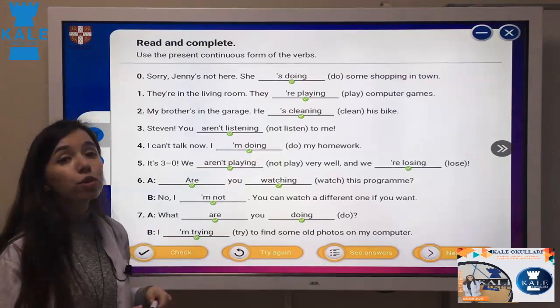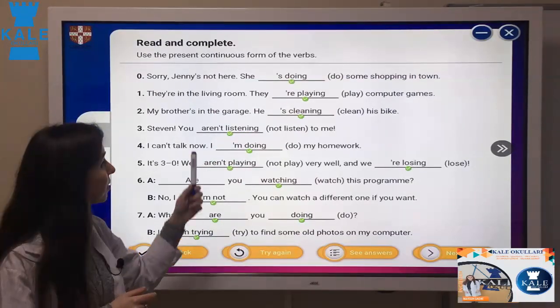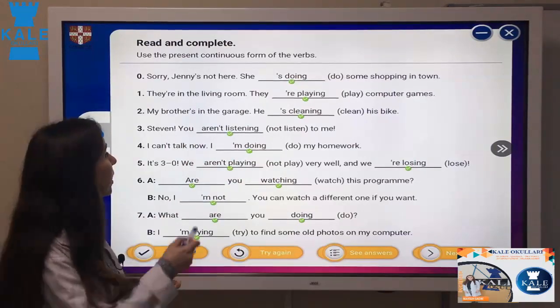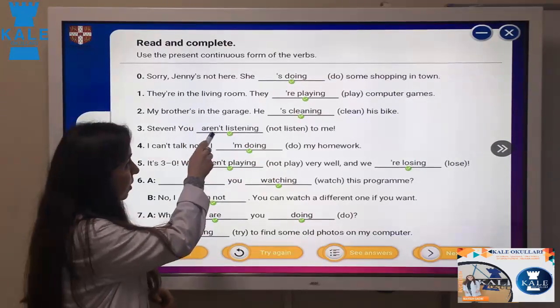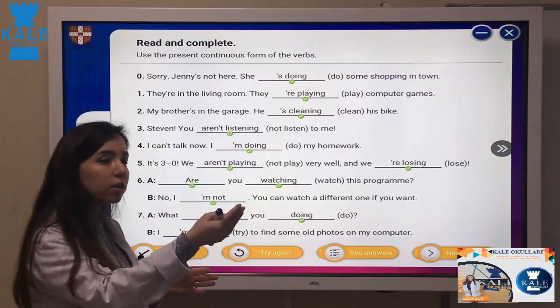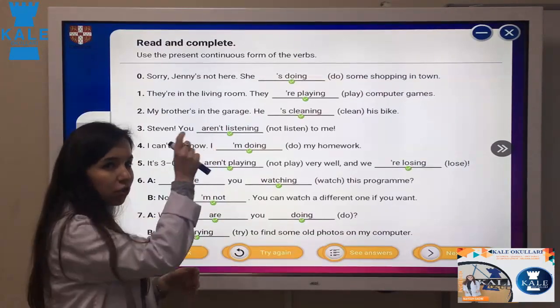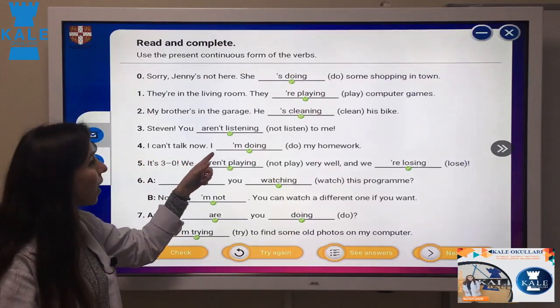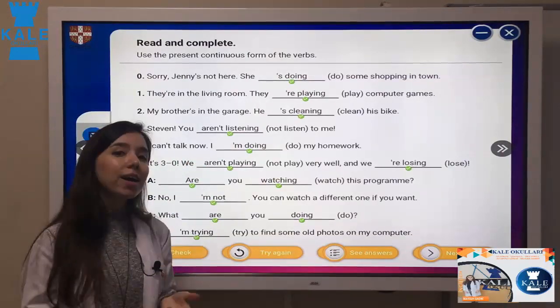Negative form, and for negative forms, you remember, yes? We use am, is, are, not, verb and ing. Like here, you are not. You can write you are not or you aren't. Yes, it's a short form. You aren't listening to me. I can't talk now. I'm doing my homework. Why can't I talk now?